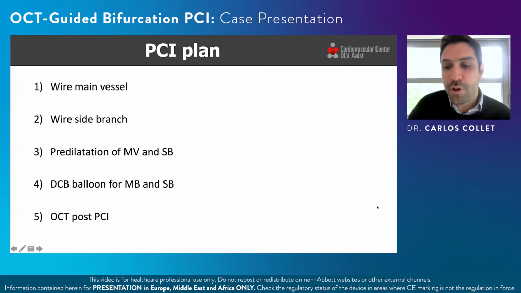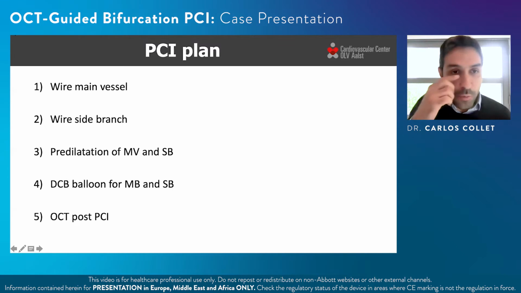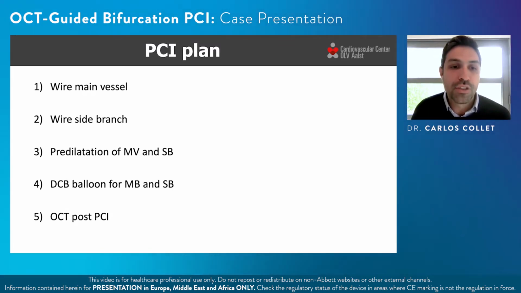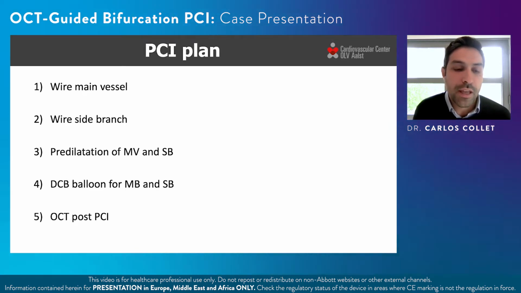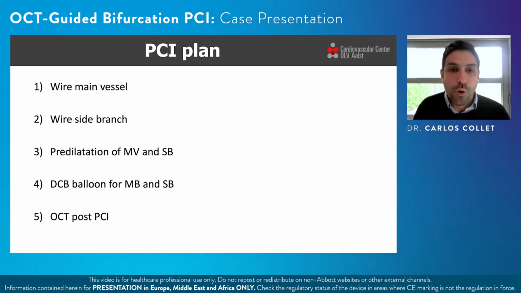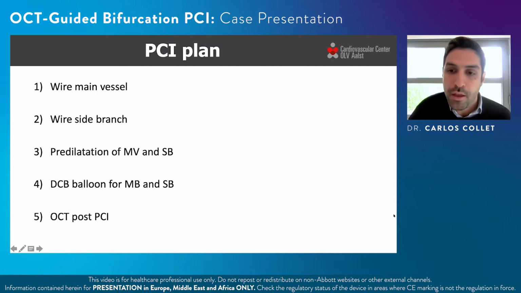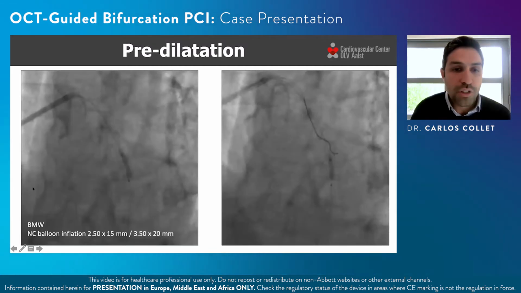So I think we are in agreement with the panel, and this is exactly what we plan to do. So the plan was to wire the main vessel, to wire the side branch, to predilate both branches, and finish the procedure with a drug-coated balloon for the main branch and the side branch, and then do a final OCT run to assure that the stents were well apposed and we didn't have any areas of underexpansion. So we really agree with the notion that we have to avoid an extra layer of stent in a bifurcation that was already treated with 2 stents. So this is what we did.